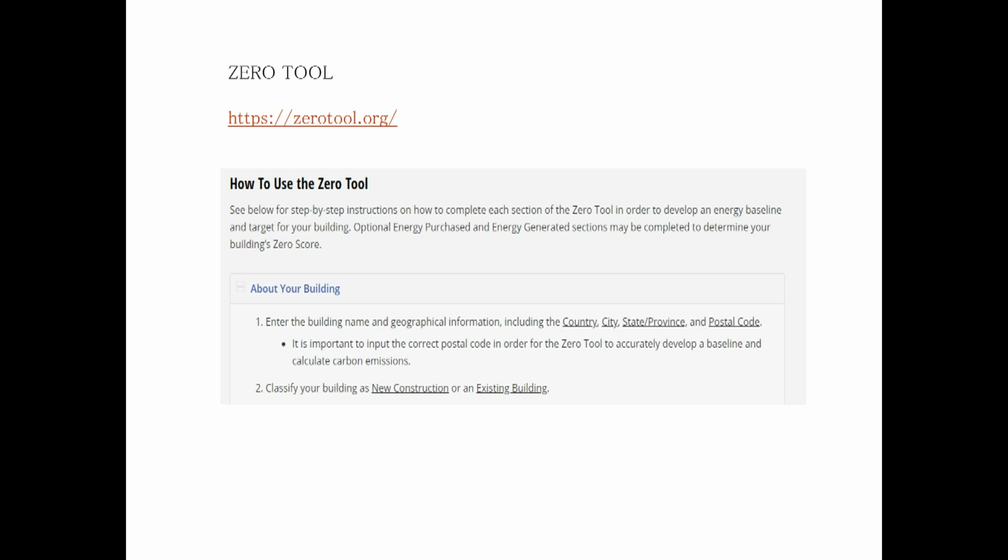So in terms of estimating the energy use intensity that you want to target, there's the Zero Tool. Has anybody heard of Ed Mazria or Architecture 2030? Check out Architecture 2030. Just type in Architecture 2030. It's a good, interesting website. They produced the Zero Tool, which is essentially your estimator. So go to the Zero Tool.